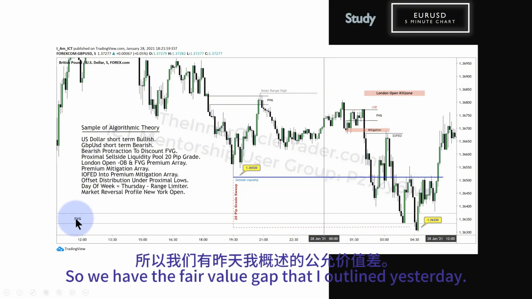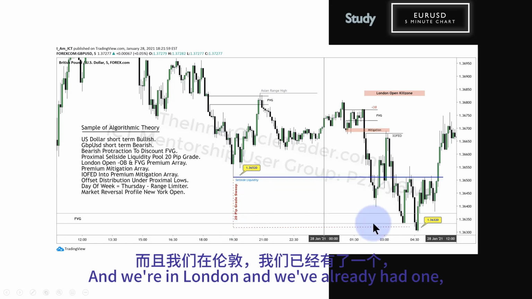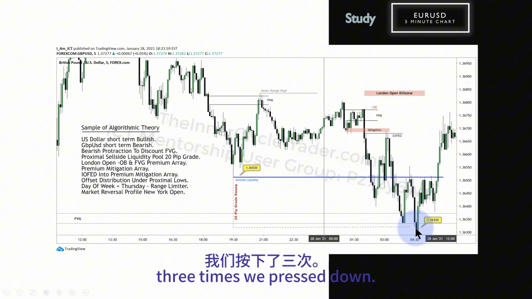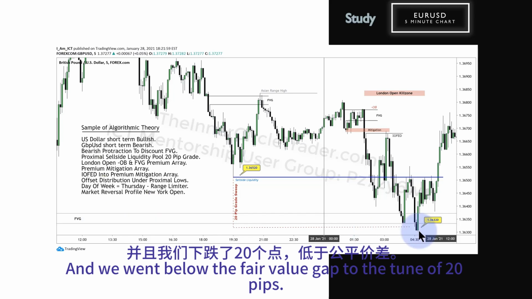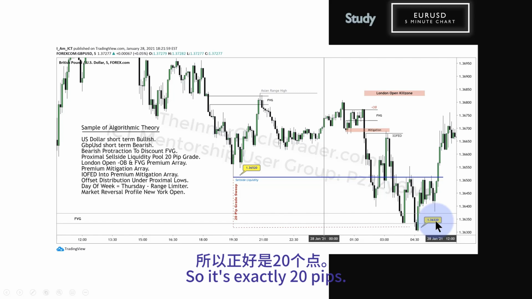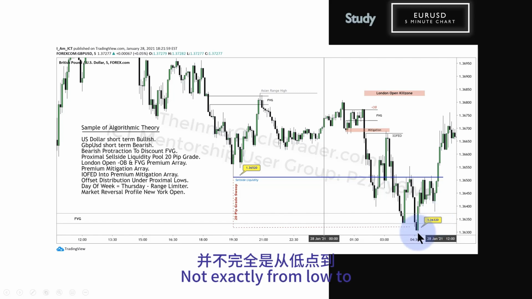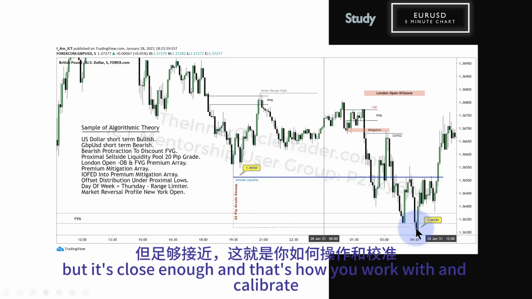So we have the fair value gap that I outlined yesterday. We have 20 pips below this short-term low, and we're in London, and we've already had 1, 2, and then one more time, 3 times we pressed down, and we went below the fair value gap to the tune of 20 pips. So 136.52 minus 20 pips takes us to 136.32. So it's exactly 20 pips, not exactly from low to low, but it's close enough, and that's how we work with and calibrate the levels.